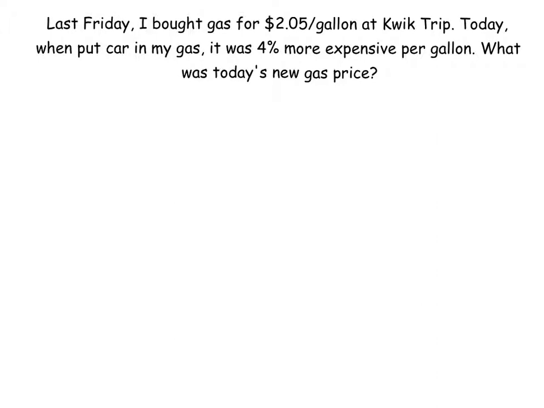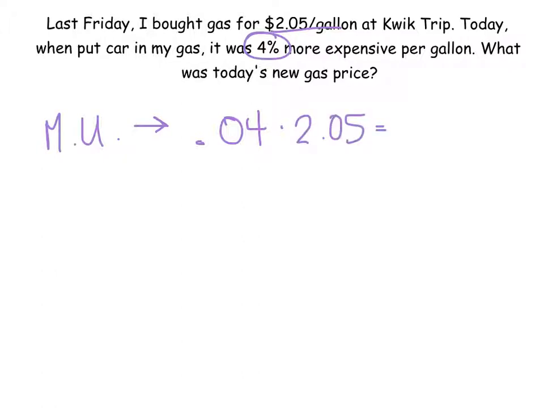Our last problem today says that last Friday I bought gas for $2.05 a gallon at Quick Trip. Today when I put gas in my car, it was 4% more expensive per gallon. What was today's new gas price? So, start with our markup. Markup. Percentage increase, 0.04 as a decimal, times the initial price of $2.05 gives us 0.082.